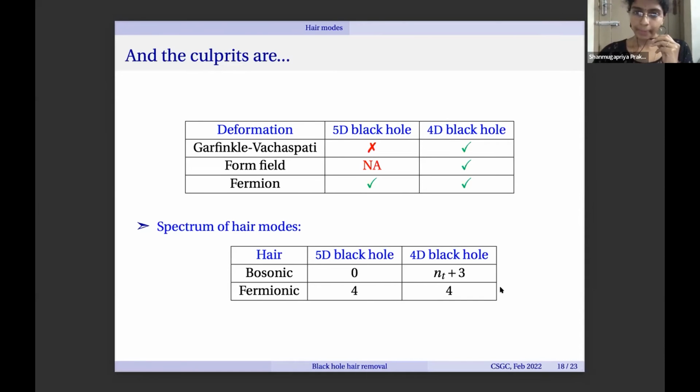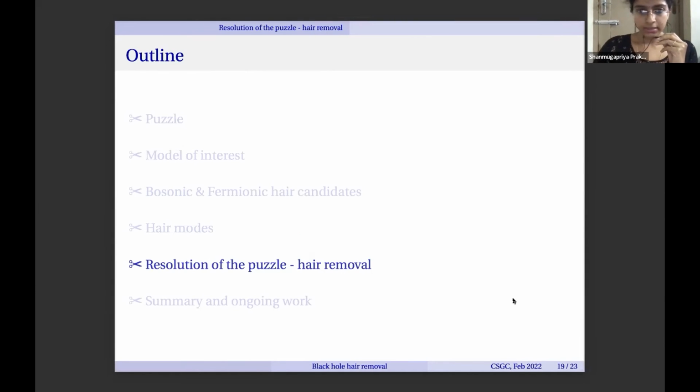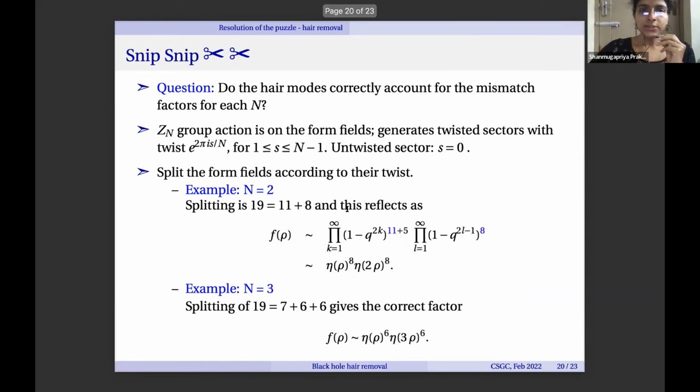Okay, now having the hair modes in hand, let's go ahead and look at hair removal. So what is our question? We want to make sure that the hair modes correctly account for the mismatch factors for each N that we have taken.